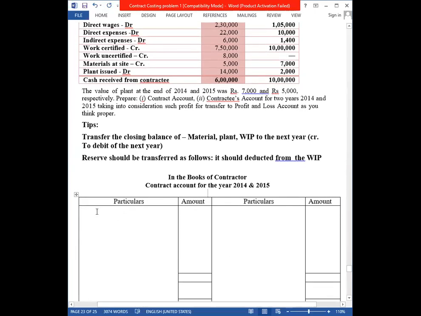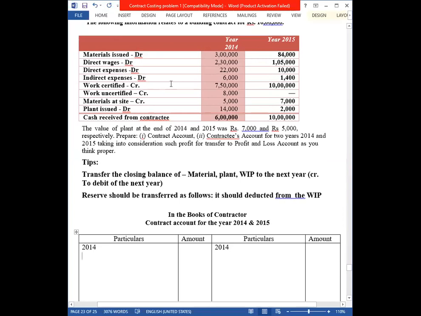Okay. So I'm going to write the heading as 2014. Both the sides I'll be writing 2014. So you know very well what are the items. Already we have marked debit, debit and credit, credit and all. We will start writing one by one. So to materials issued. Amount is how much? 3 lakhs. Be careful. You have to take only from the year 2014.